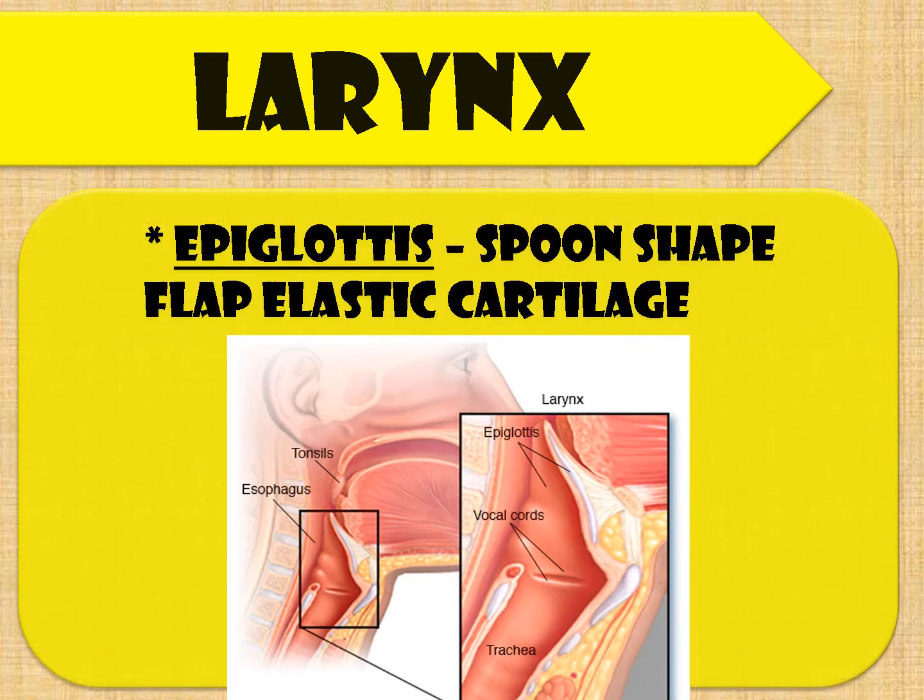When we say epiglottis, it is the spoon-shaped flap of elastic cartilage which monitors the entrance of the food and the air to their proper channel. When we consume food, the epiglottis closes down and monitors the entrance of the food to the esophagus. And when we inhale air, the epiglottis opens up or flips up in order to monitor the entrance of the air from the larynx to the trachea.